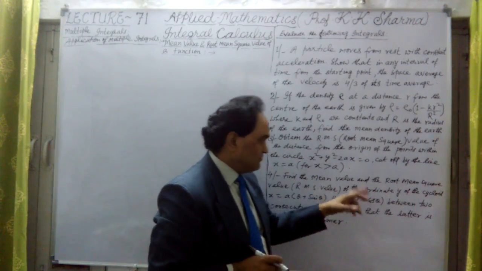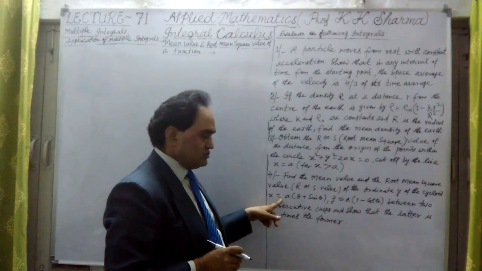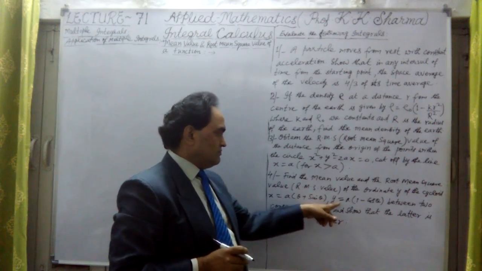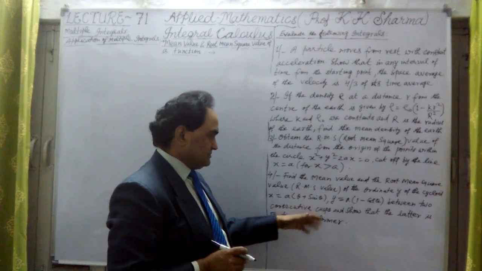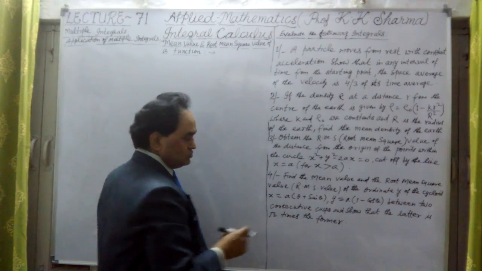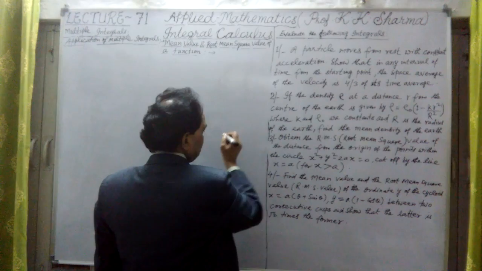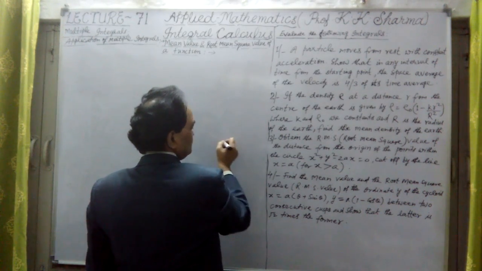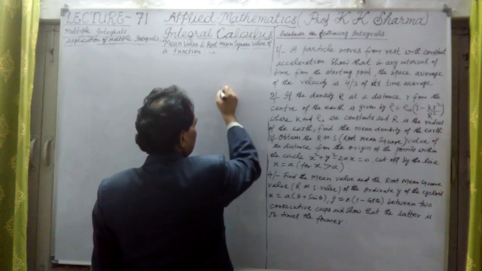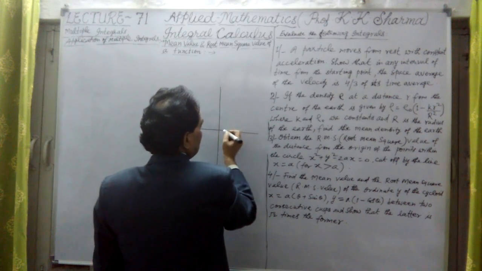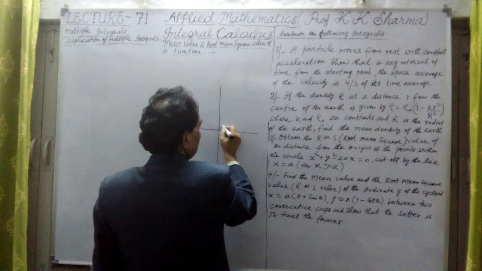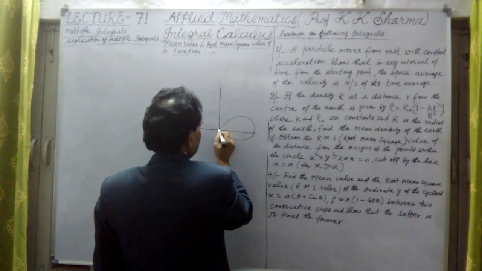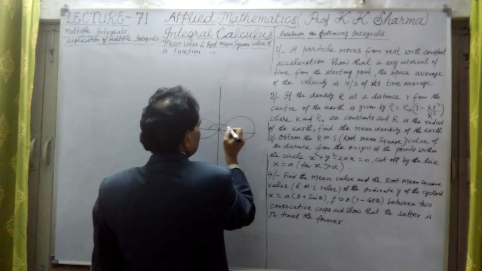Of the ordinate y, of the cycloid x equal to this and y equal to this, between the two consecutive cusps. Between the two consecutive cusps, that means this one is a cusp, and the second is this consecutive cusp. So the limits will be from this point to this point. These are the two cusps here.